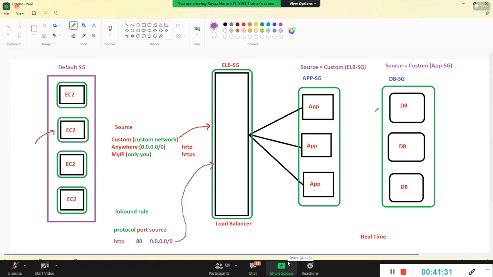Guys, see, understood easily, everyone? For doing all these things, people will charge a lot of money. Understood?